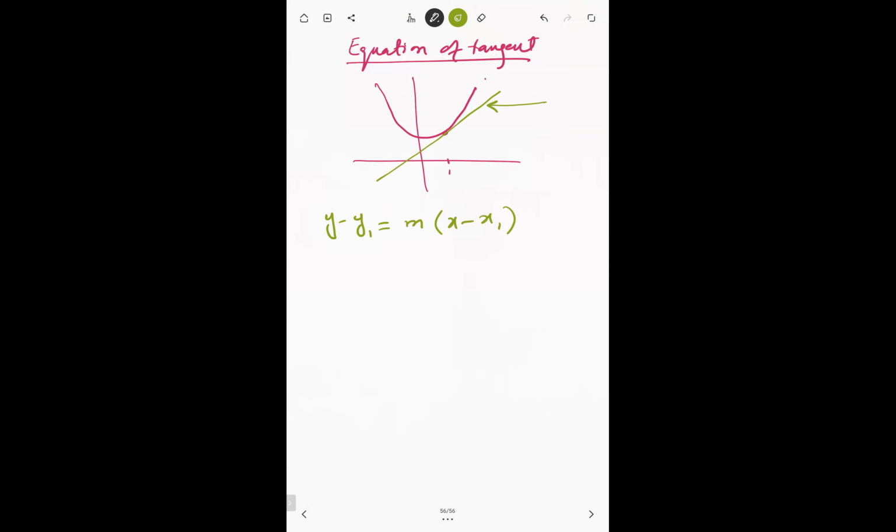So if you want to find the equation of the tangent, or the equation of this straight line, you need two things. What are those two things? One is the gradient, and the other is any point on that line. Now, how will we find the gradient? By using differentiation. And how will you find the point?